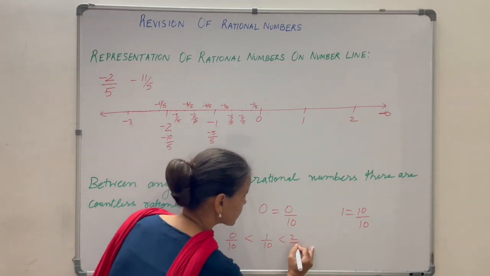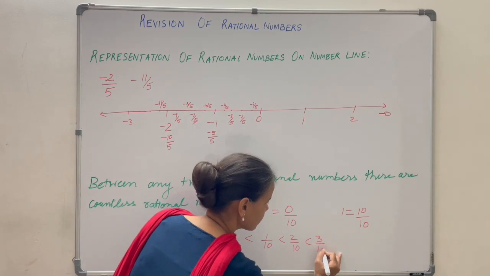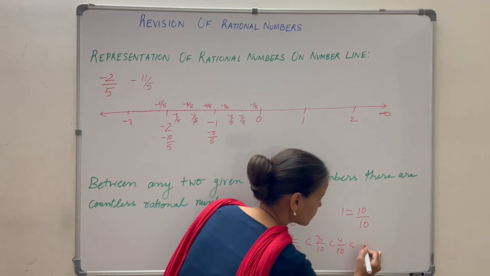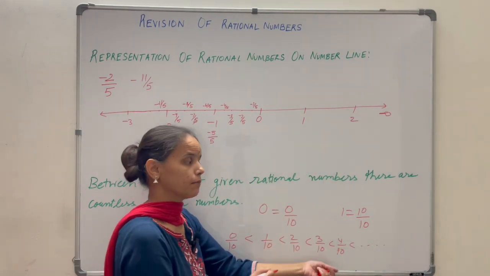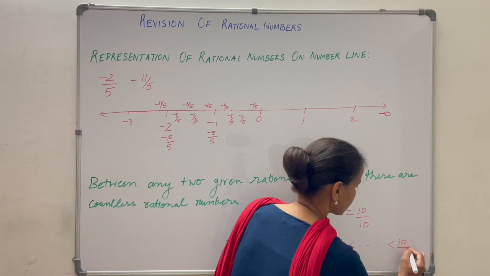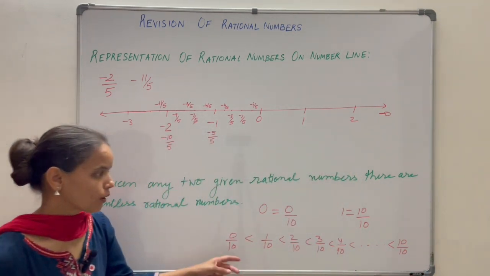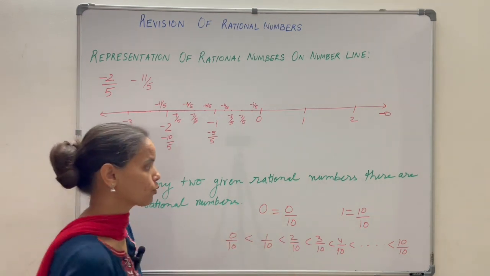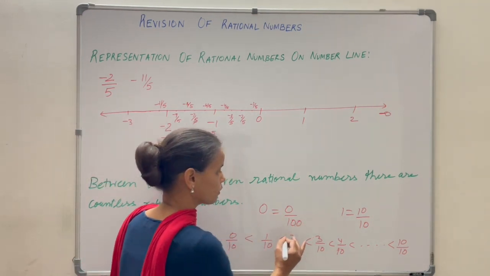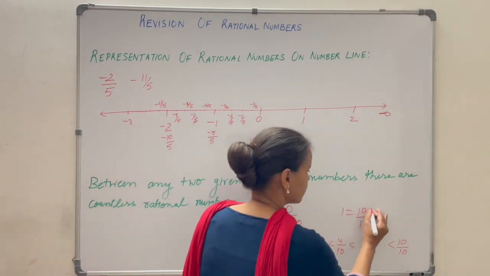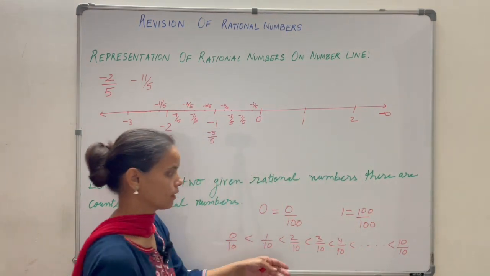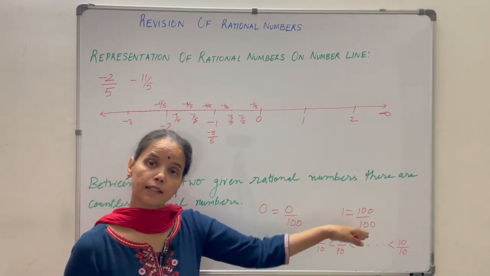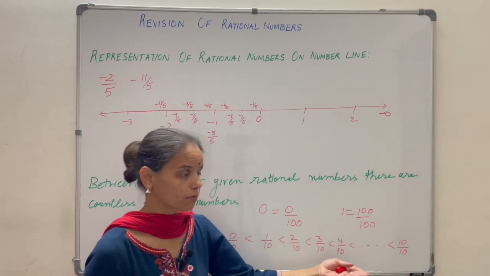Then it is 2 by 10, 3 by 10, 4 by 10, 5 by 10, 6 by 10, 7 by 10, 8 by 10, 9 by 10, and then we have last is 10 by 10. So as of now, you can see only these many numbers are there. Instead of multiplying by 10, you could multiply by 100 also. So it is 0 by 100. Now this is 100 by 100. So it starts from 1 upon 100, 2 upon 100, goes till 99 upon 100. So now there are 99 numbers.